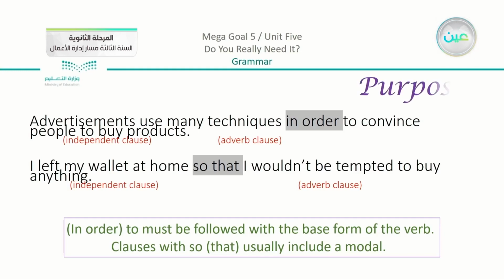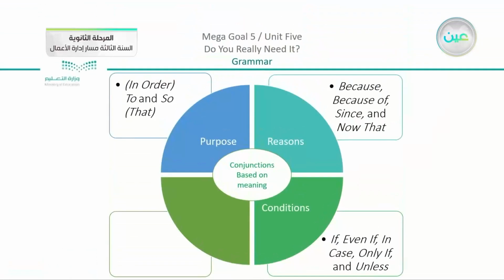So we have here these two conjunctions, in order, and so that, and they give the meaning of purpose. And we have here a note: in order, or we can say in order to, must be followed with the base form of the verb. Clauses with so that usually include a modal. So you can see that we have here so that, and there is a modal here. Now this is going to be the third group, which is two words, in order or in order to. We can say so or so that. This all gives the meaning of purpose.